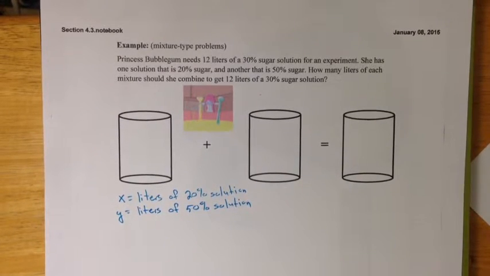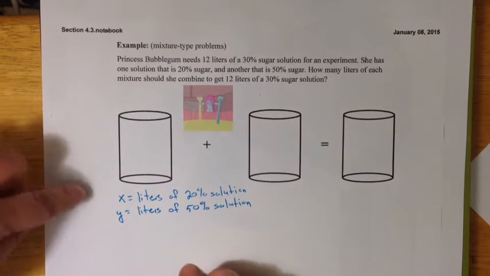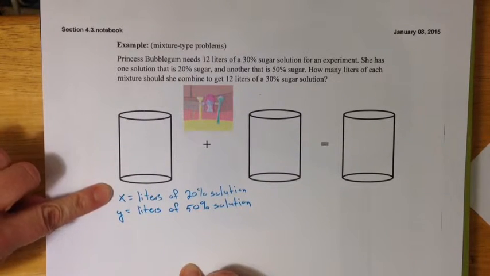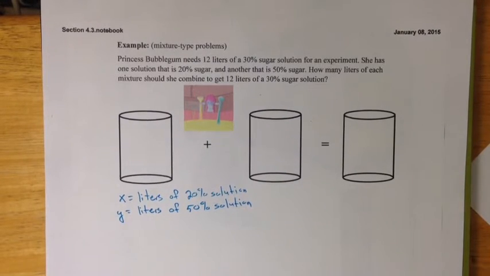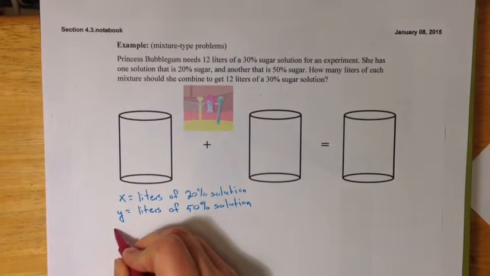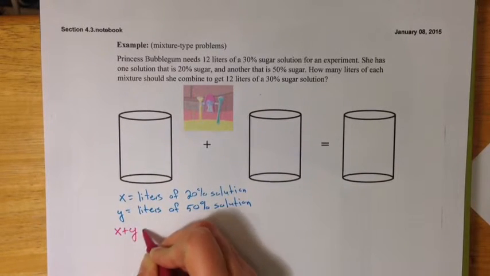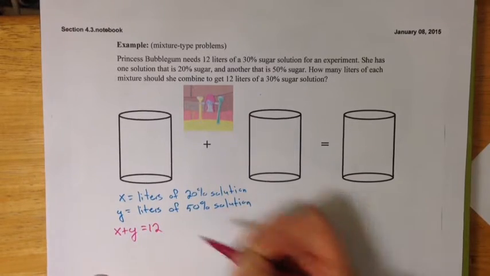Now that I have my two variables, it's time to start trying to come up with some equations. In the end, Princess Bubblegum needs 12 liters total. So however many liters of the 20% solution and however many liters of the 50% solution I mix together, I need to get 12 liters total. So that means that one of my equations must be x plus y equals 12.